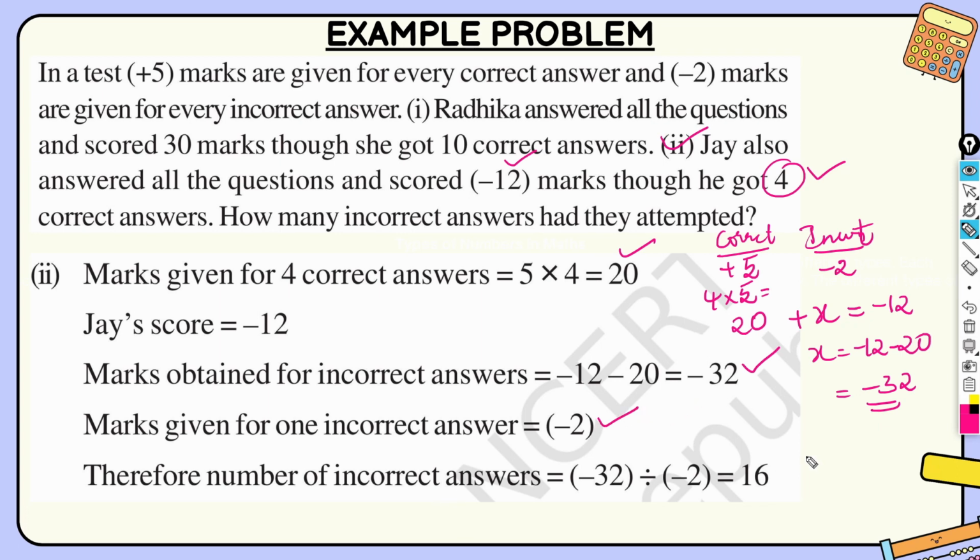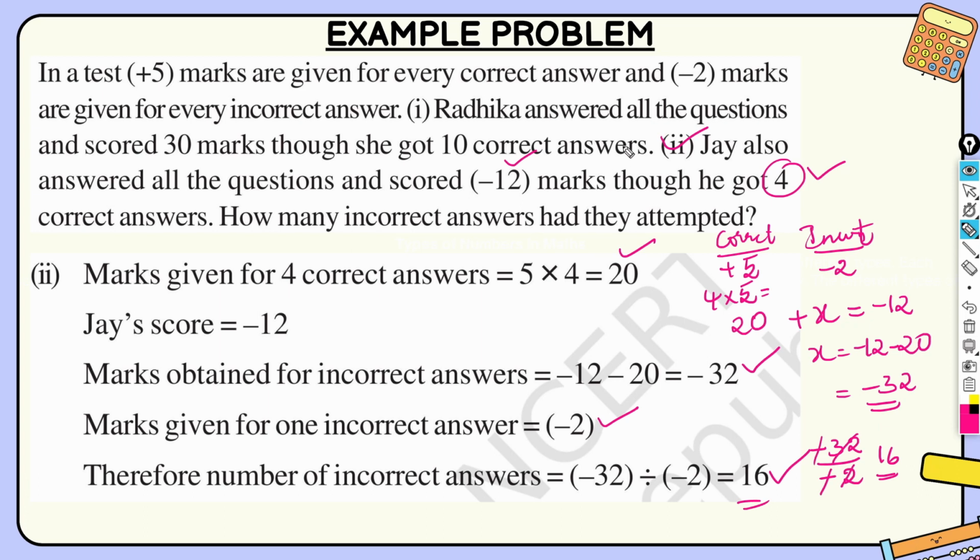So the total number of incorrect answers is total marks divided by the marks per question, that is minus 2. The minus signs get cancelled, and 2 ones are 2, 2 eights are 16. So 16 is the correct answer. That means J attempted 16 incorrect answers.